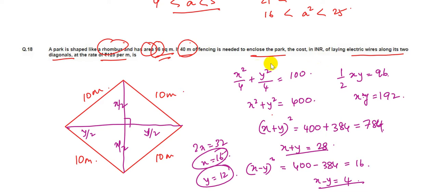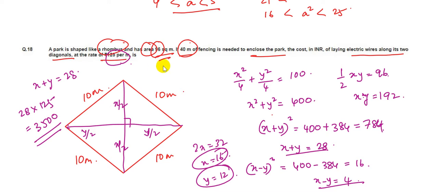So the total length of the diagonals would be x plus y, which is 28, and the cost of laying cable is 125 per meter. So the total cost would be 28 into 125, which would be equal to 3,500. So the cost of laying the cable would be 3,500 rupees.